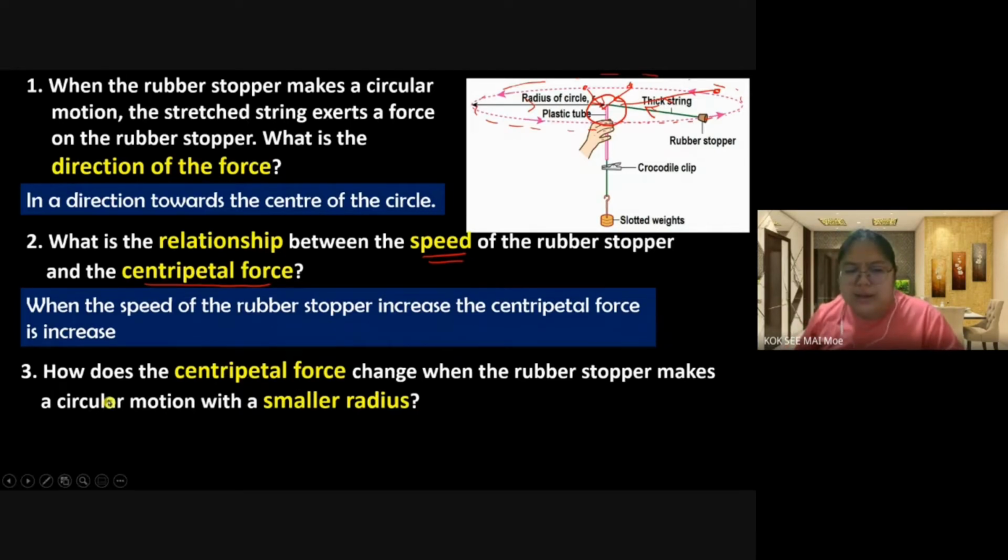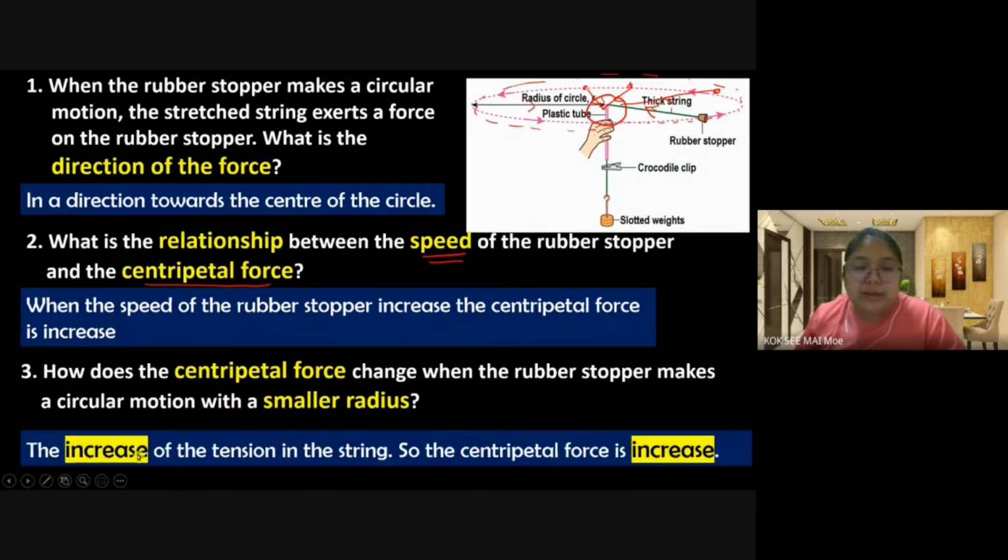And the last one: how does the centripetal force change when the rubber stopper makes a circular motion in a smaller radius? That means I make the string shorter. What do you think about the centripetal force? So from here, the tension of the string increases, so the centripetal force will increase. If you make it shorter or longer, it takes a different time to swing, and you also need to swing harder.